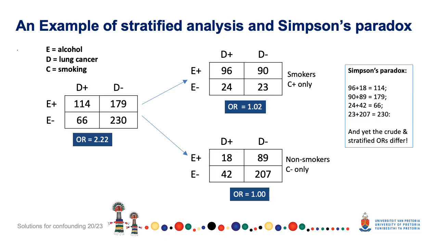We say when a confounder is present that we demonstrate Simpson's paradox. I'll explain a little bit later.